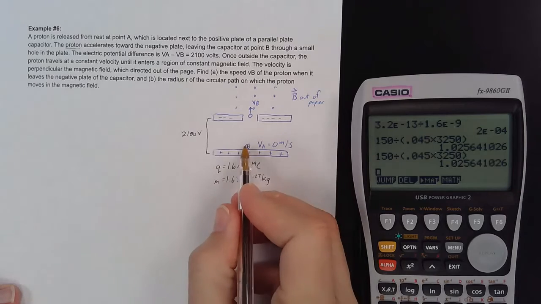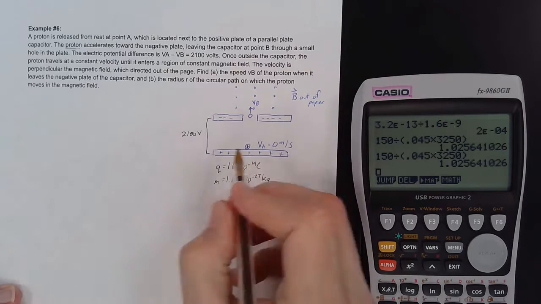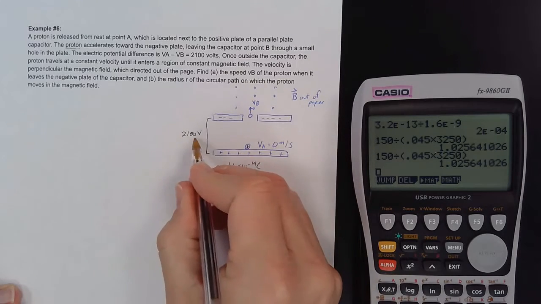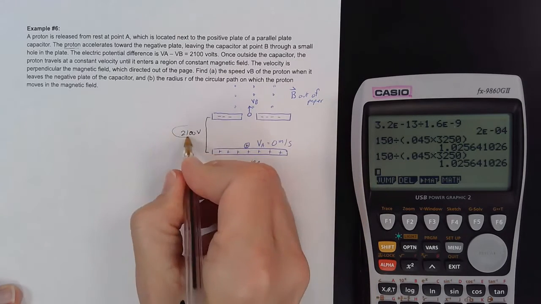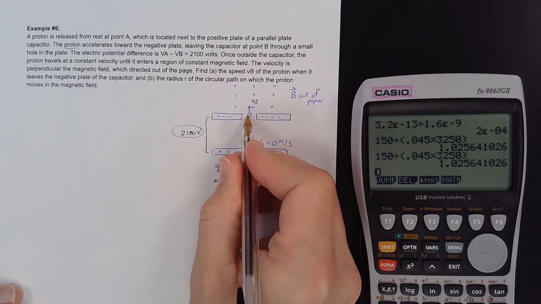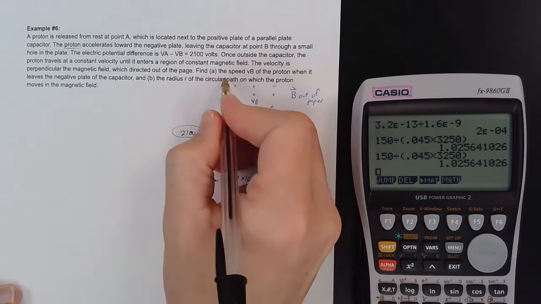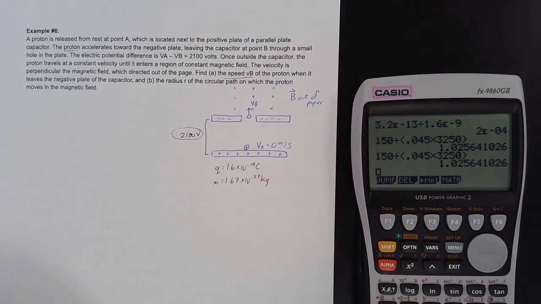So here we go. We know the charge. We know the mass of that proton. We have 2,100 volts. It's going to go from the positive to the negative, so it's going to go through that whole potential difference until it gets here to the negative side. And the first question is to find the speed once it leaves there.